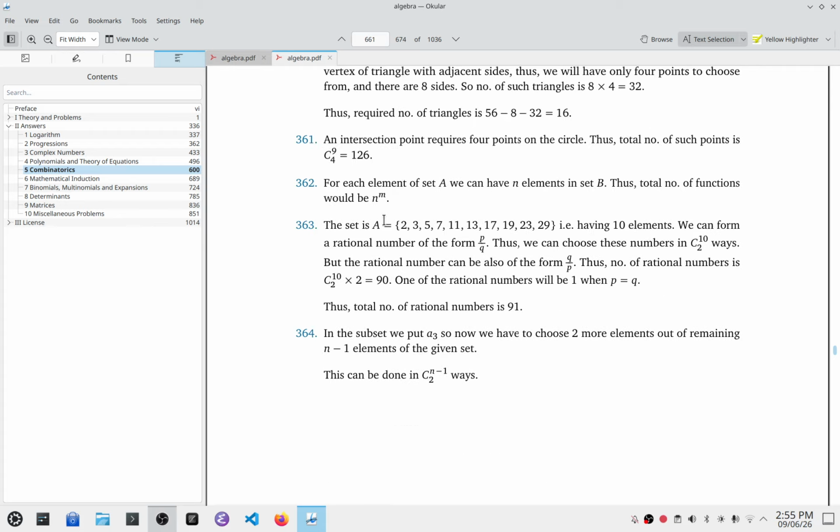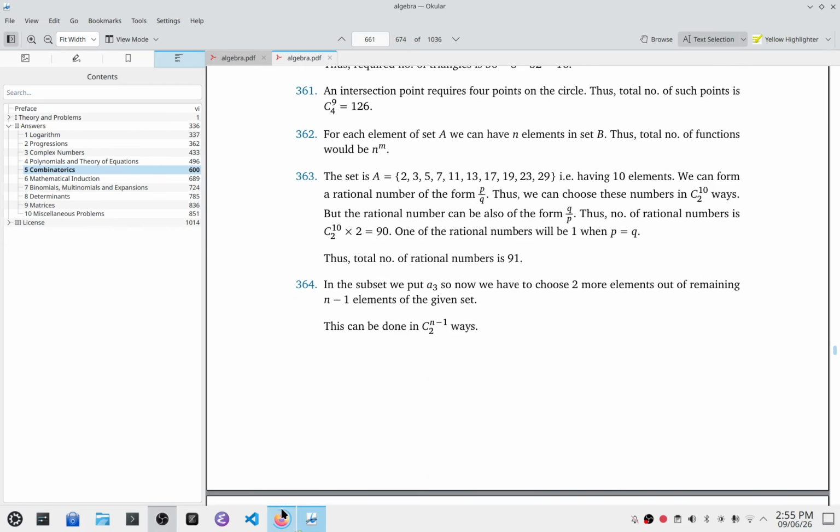So those were the easy problems in this set, relatively compared to the previous set.